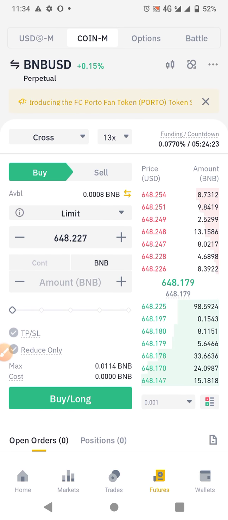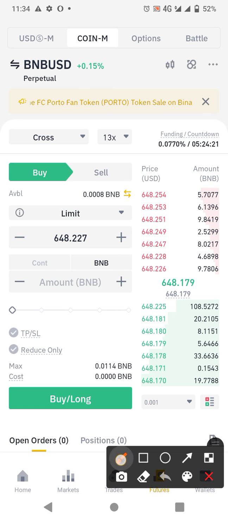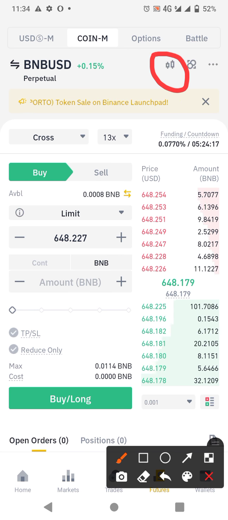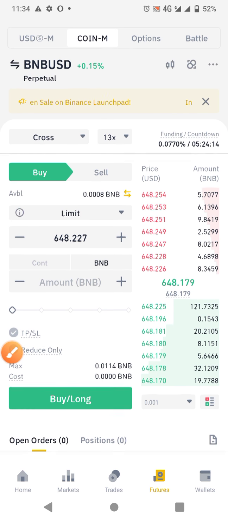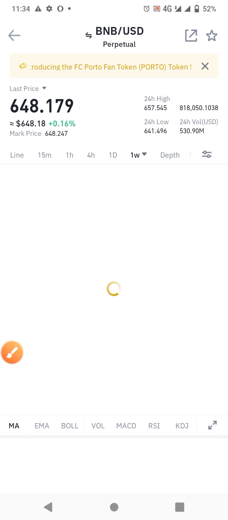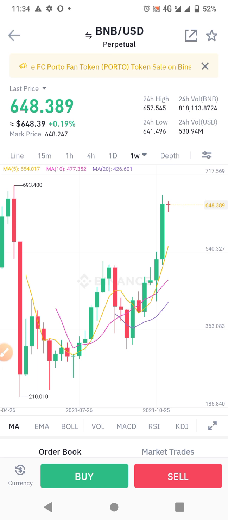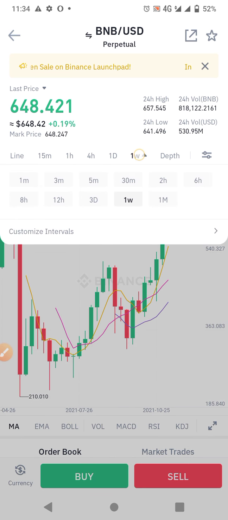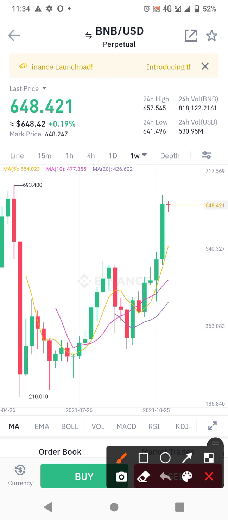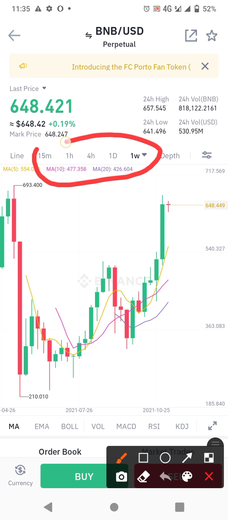If I want to check the markets or the charts, you can see this place I circled. This is where you click. Let's click on the charts. It's brought me out the charts. It's telling me how BNB is doing at this particular time. If I want to change the time frame, probably to check the market chart, I'll just click on any of these things that I circled.